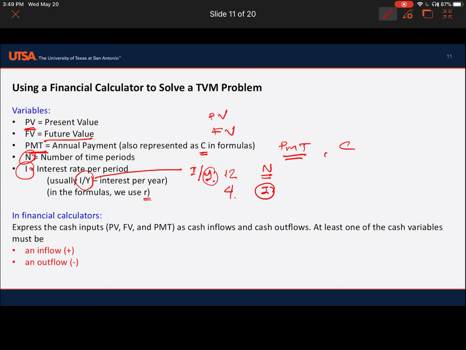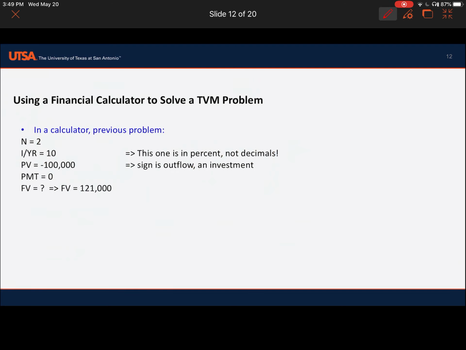And in a financial calculator, express the cash inputs. So okay, we have PV, present value, future value, payments, as cash inflows plus and cash outflows. At least one of the cash variables must be an outflow, inflow plus and outflow. Okay, let's solve a question. Just take your financial calculator and try to solve this question by using your financial calculator.